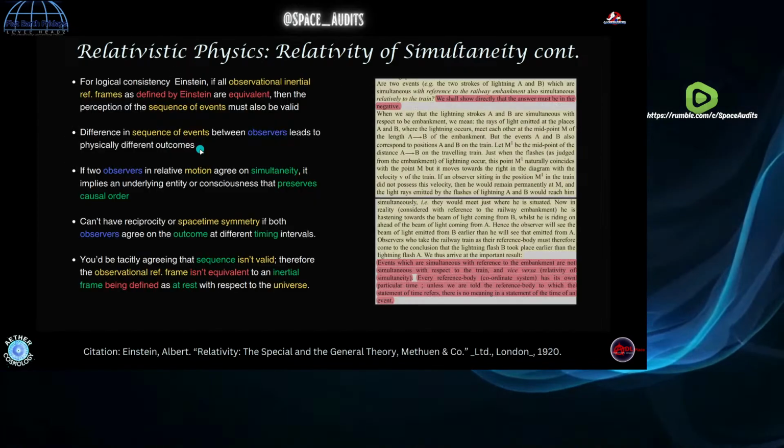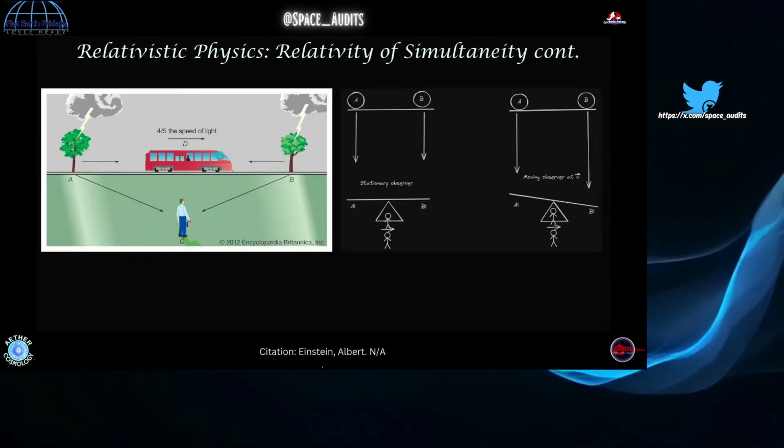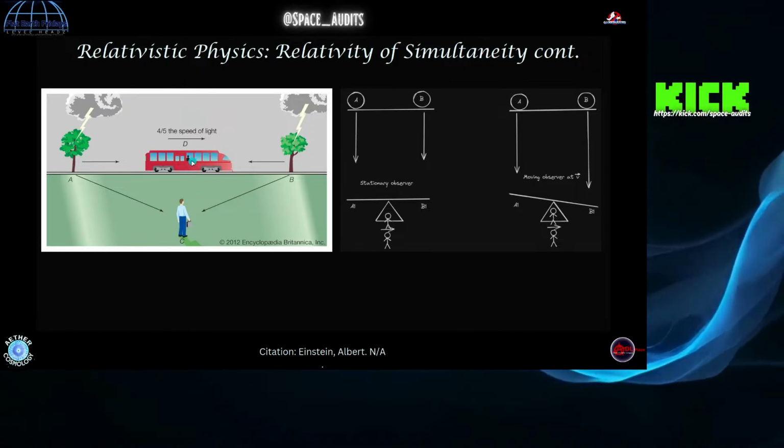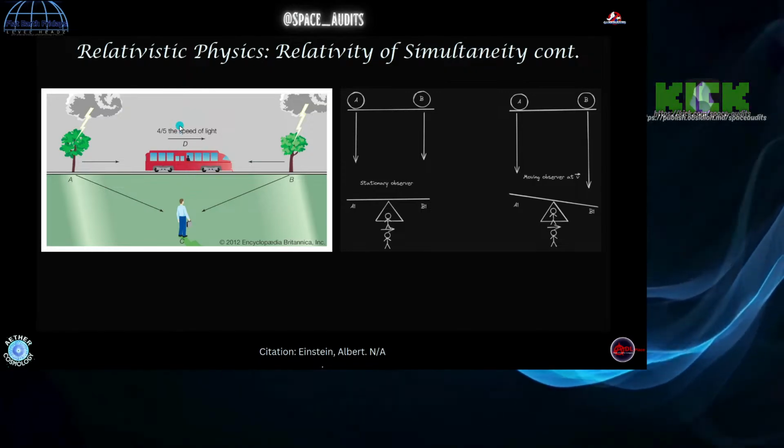Otherwise, you can't have the mutatis mutandis, right? You can't have the reciprocity between the two. If they both agree on the outcome, what are we transforming? Right?